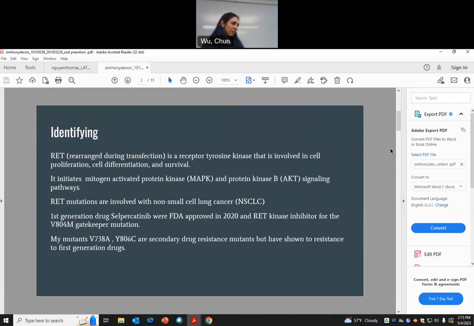The first generation drug is the Selpercatinib, which was FDA approved back in 2020. It is a RET kinase inhibitor for the V804M gatekeeper mutation. My mutations were V738A and Y806C, which are secondary drug-resistant mutants that have shown resistance to the first generation drug.